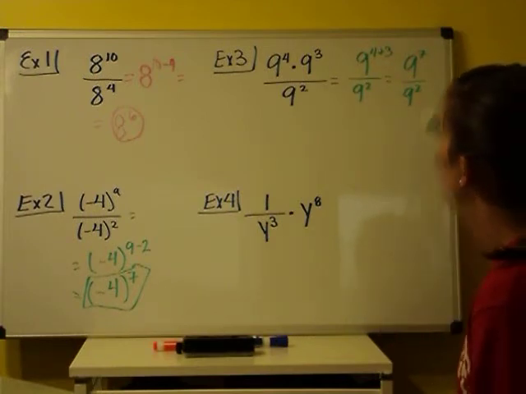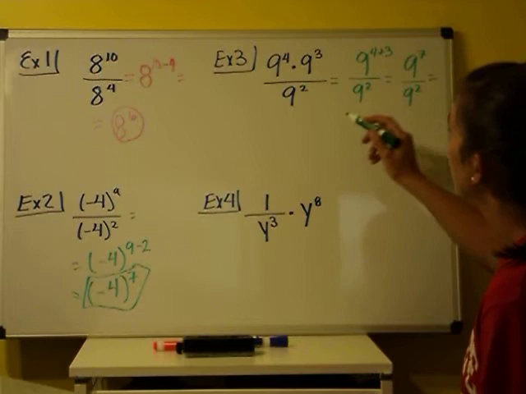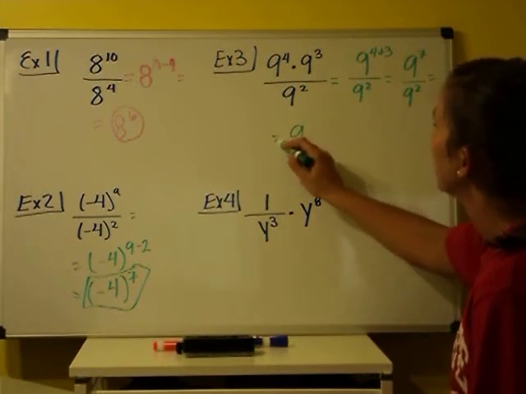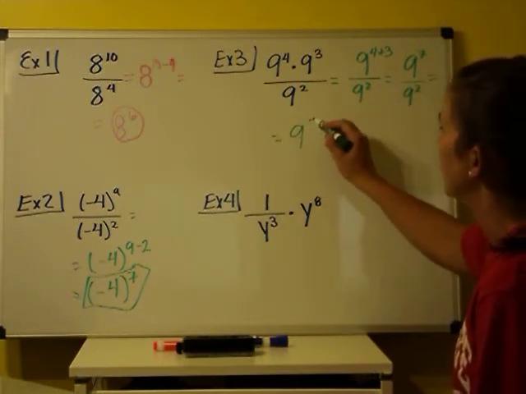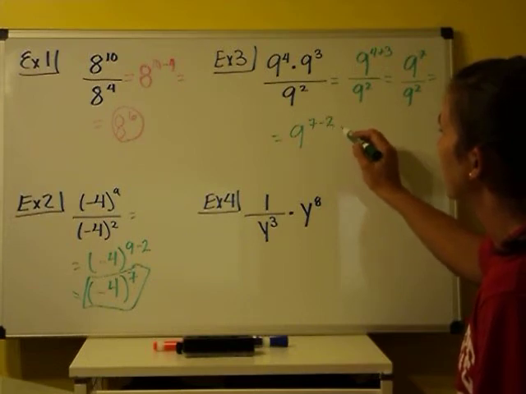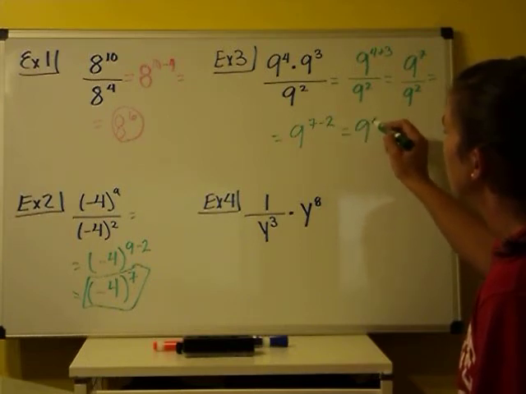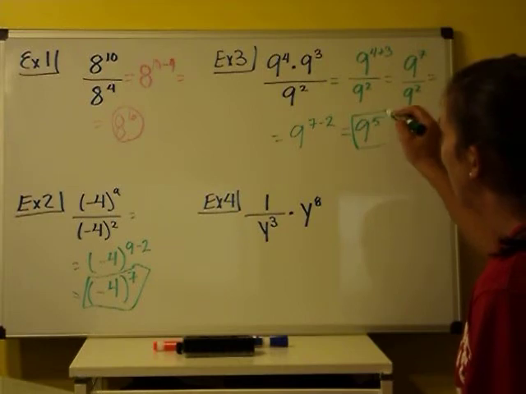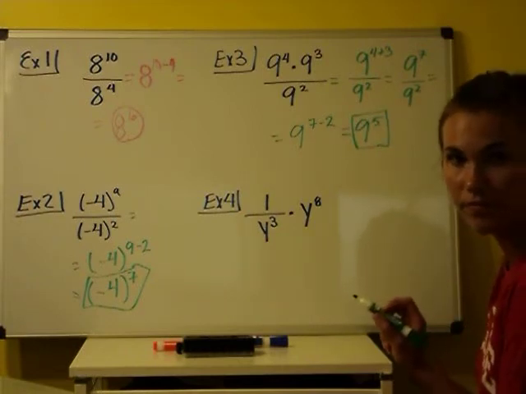Okay, now we're going to use our quotient rule to finish this problem. We're going to keep our base again, but now we're going to subtract the exponents. So we have 9 to the 7th minus 2, which gives you 9 to the 5th. And that is your final answer. Okay?